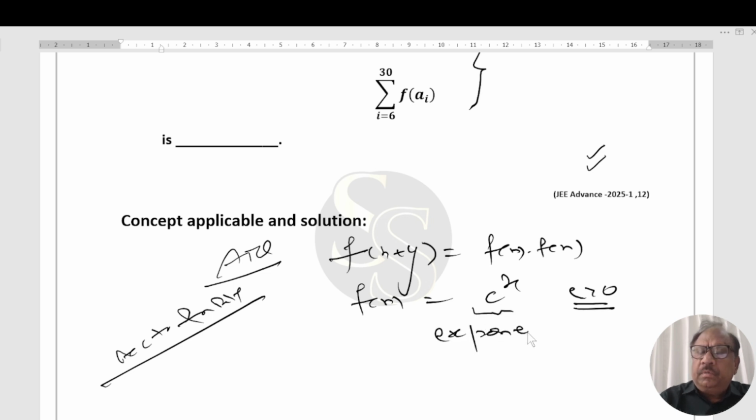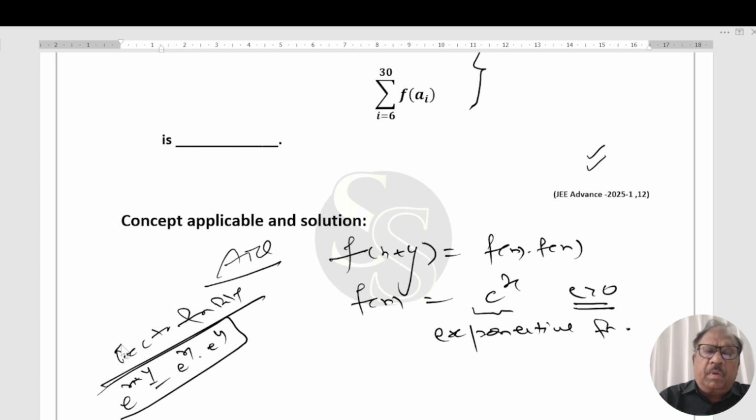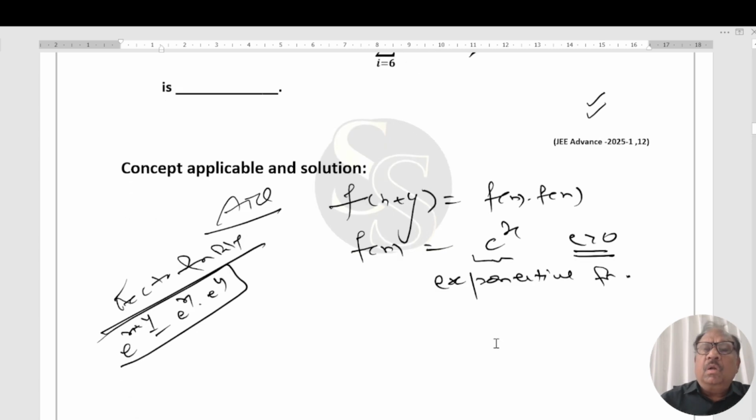Exponential function, because e to the power x plus y is equal to e to the power x into e to the power y. This is applicable here.